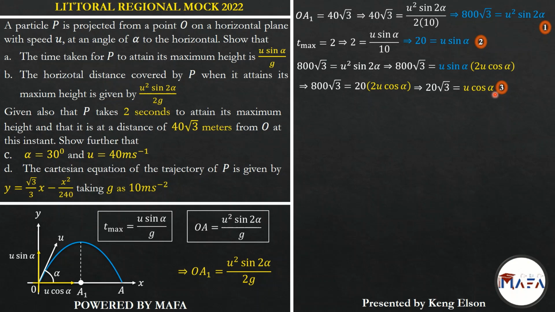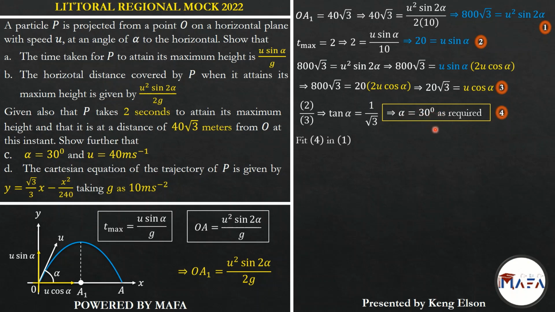Now I need to eliminate u and alpha, so I'm going to use equation 2 and equation 3. If I take equation 2 and equation 3, I'm going to get 20 on 20 root 3 will give me 1 on root 3. U sine alpha on u cos alpha will give me tan alpha. I take tan inverse on both sides, I get alpha to be 30 degrees as required.